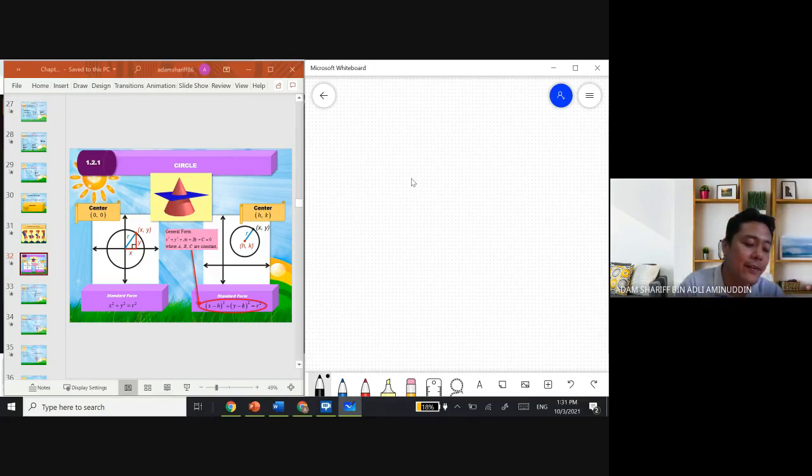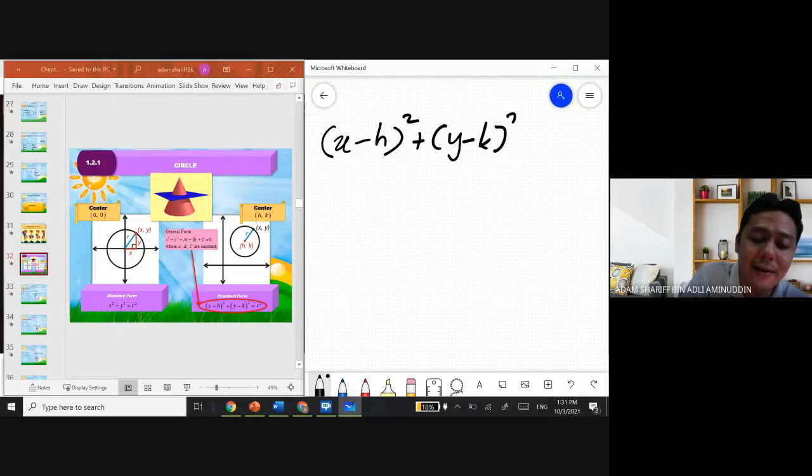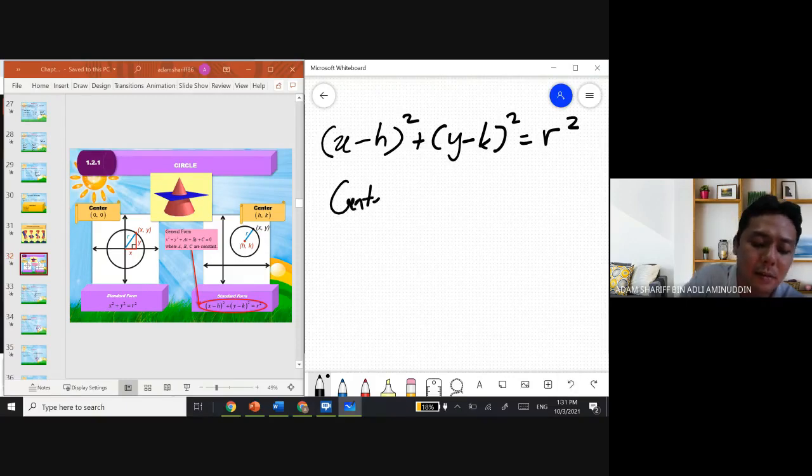Alright, the standard form of a circle. Okay. Kita dah tahu standard form of a straight line, which is ax plus by plus c equals to 0. We already know that. And the standard form of a circle is given by x minus h squared plus y minus k squared equals to r squared. And of course, we need to define what is h, k and what is r. (h, k) is the center, pusat, and r is the radius.